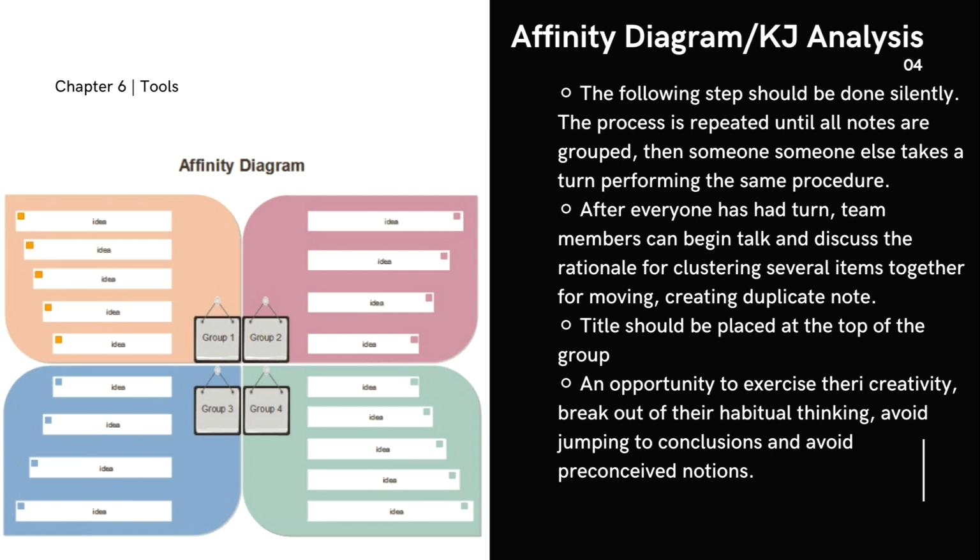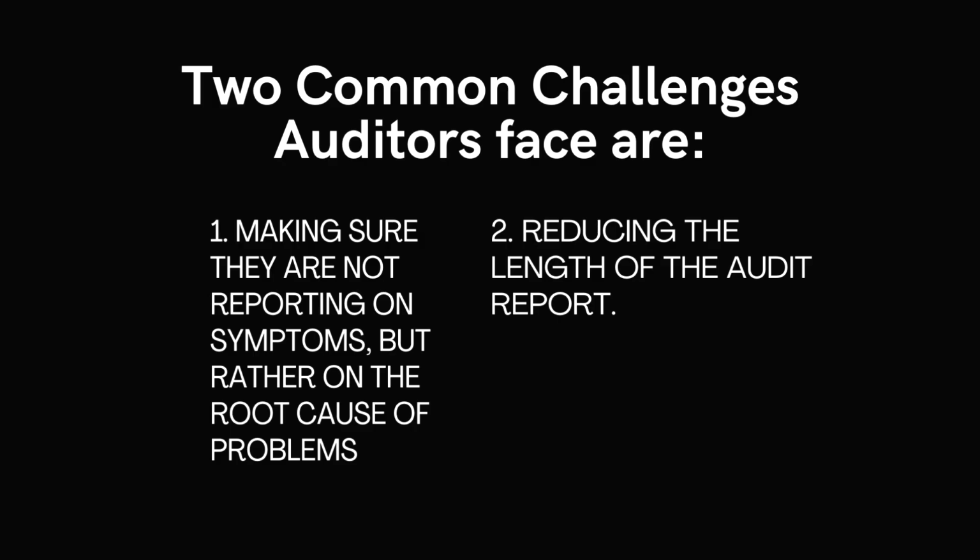Report writing is another task that I found to be improved by this tool. It can be difficult to decide in what order the findings and observations should appear in the report when an audit results in multiple findings and observations. An affinity diagram can be helpful to arrange the items so the findings flow logically. There are two common challenges auditors face. One, making sure that they are not reporting on symptoms but rather on the root cause of problems, and two, reducing the length of the audit report.